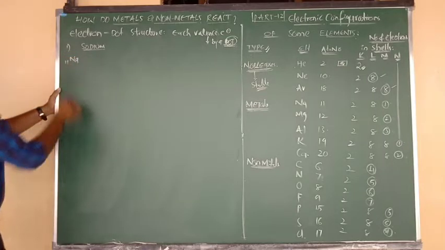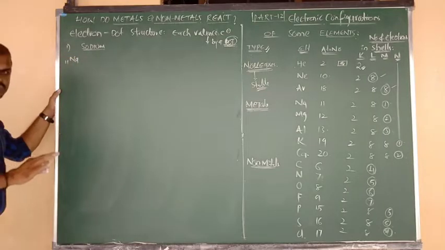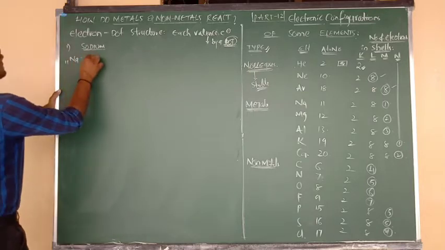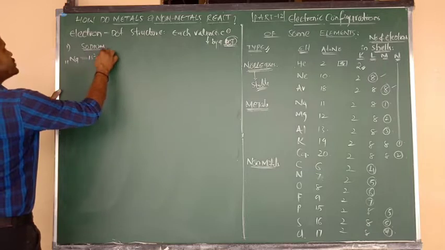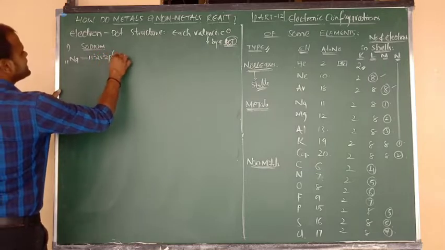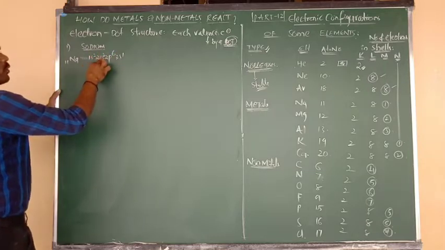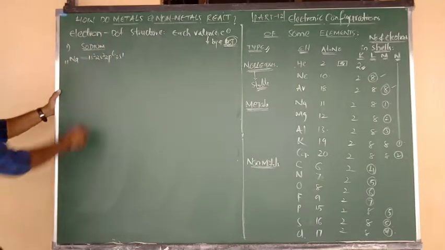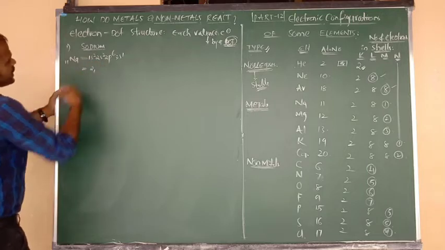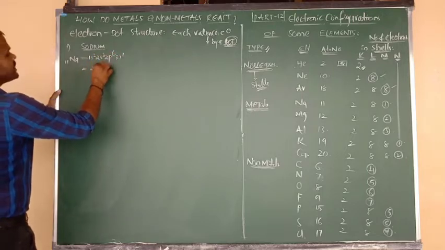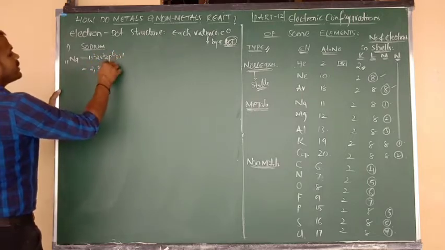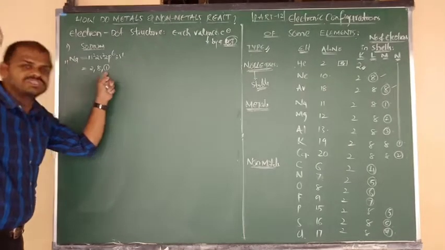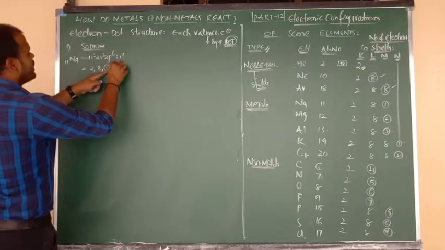So sodium first of all. Few selected examples only I want to discuss here. Sodium's atomic number is 11. So what will be its electronic configuration? 1s2, 2s2, 2p6, 3s1. 2 plus 2, 4, 4 plus 6, 10, 10 plus 1, 11 electrons are there. The first orbit contains 2 electrons, the second orbit contains 6 plus 2, 8 electrons, and the third orbit contains only 1 electron. So in sodium, the outermost shell, the balance shell, contains only 1 electron.